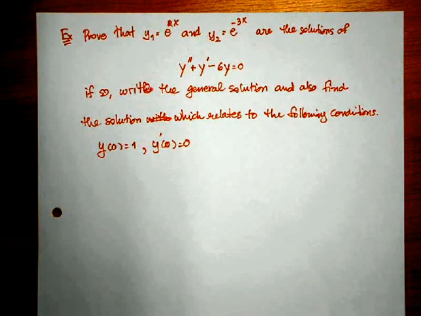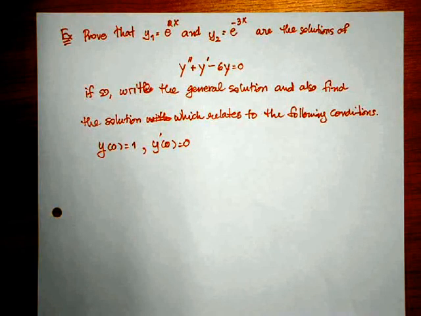Okay, let's see the other example. It's pretty similar to the previous example, except that we've got to find the solution related to the following conditions. At x equal to 0, y equal to 1, and at x equal to 0, the first derivative of y equal to 0. That means for the general solution that we have, C1 and C2, you've got to find the values of C1 and C2.